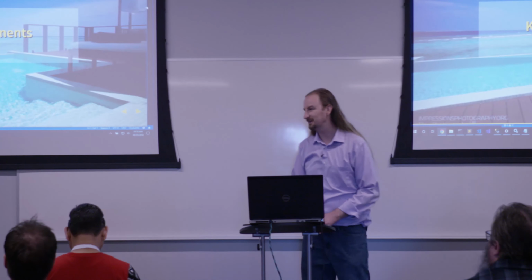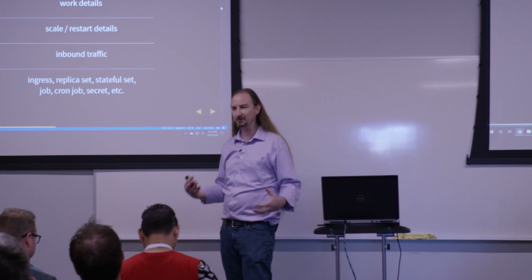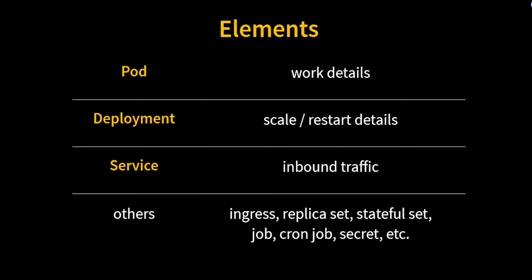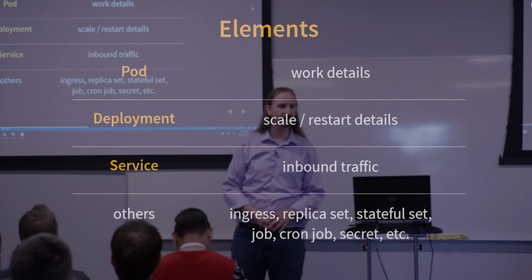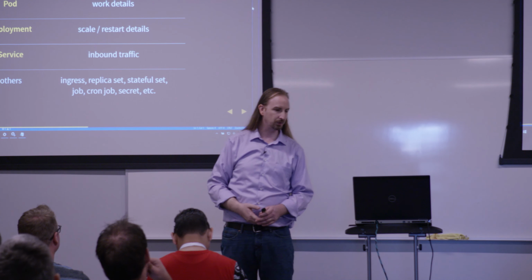OK, Kubernetes elements. This is really cool. Let's dig into the meat of Kubernetes. We have lots of different types of things in Kubernetes. We have pods, deployments, services, ingress, stateful sets, cron jobs, secrets, lots of pieces that do really interesting things. We're just going to dig into these top three today: pods, deployments, and services.